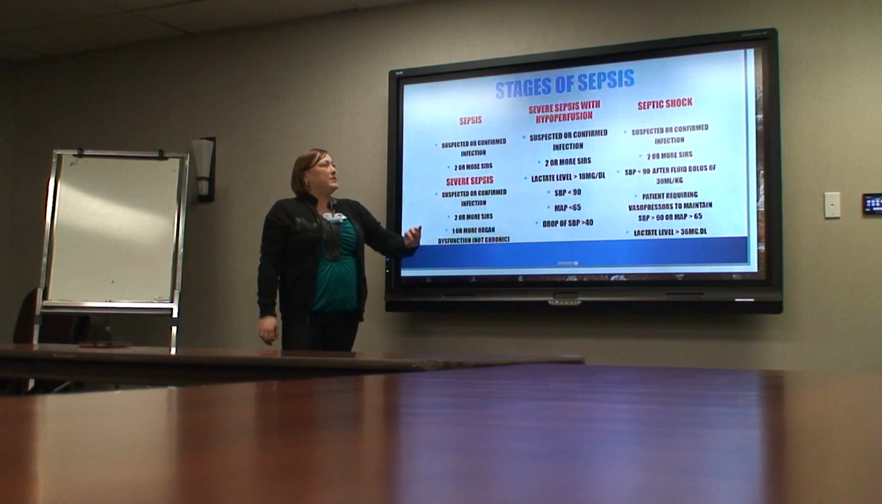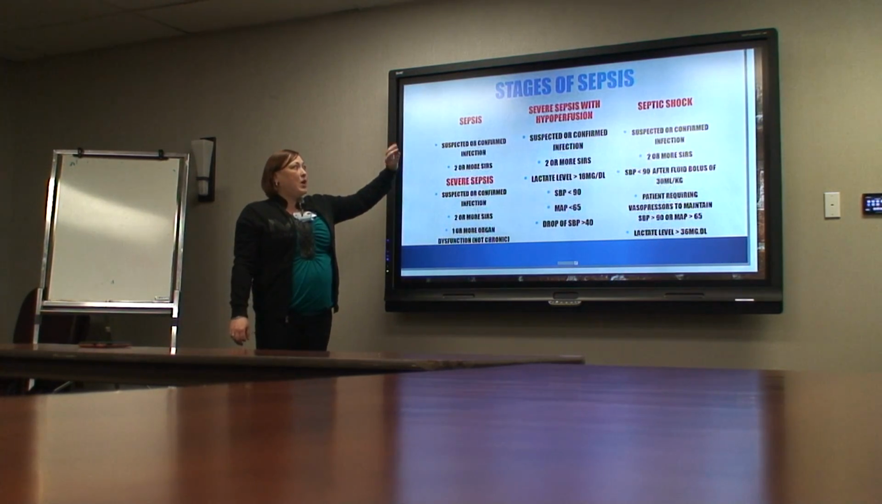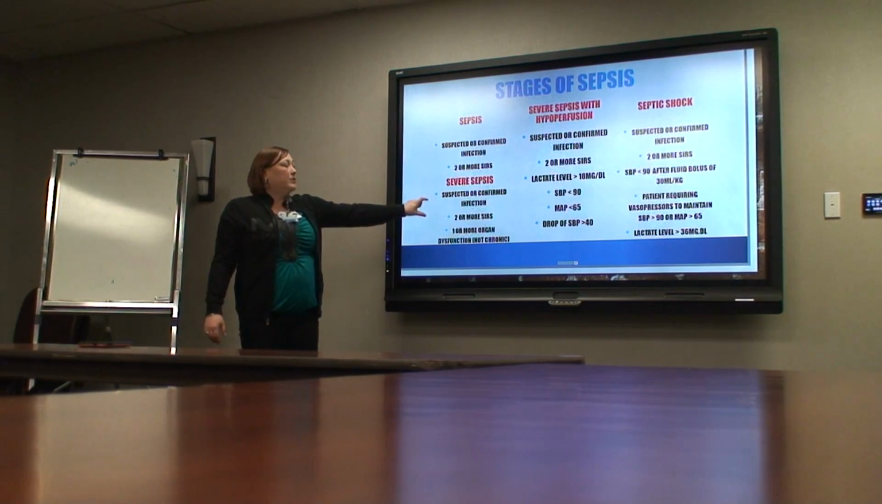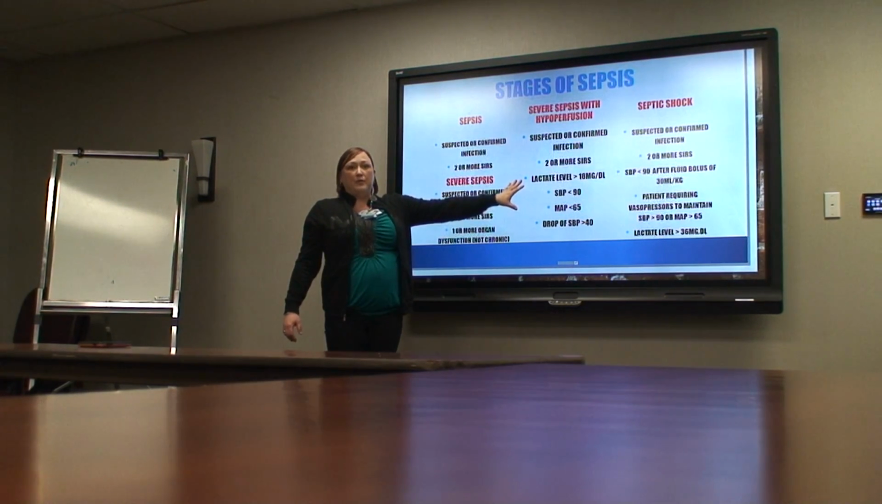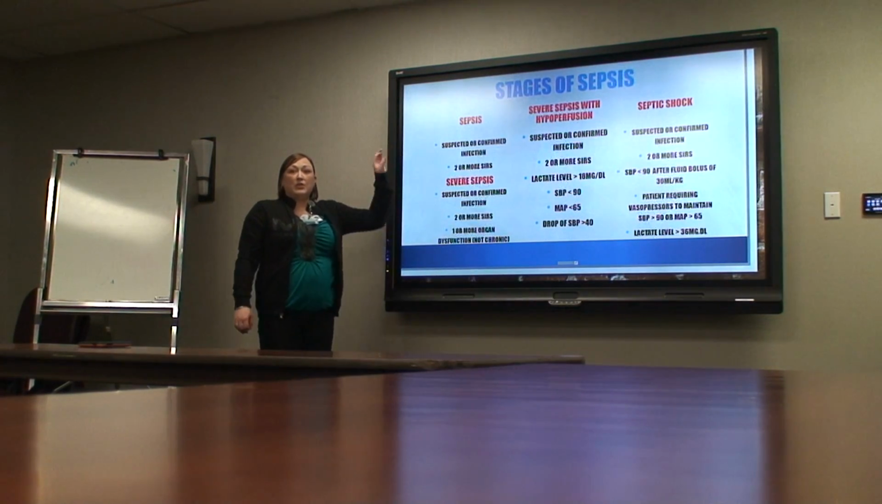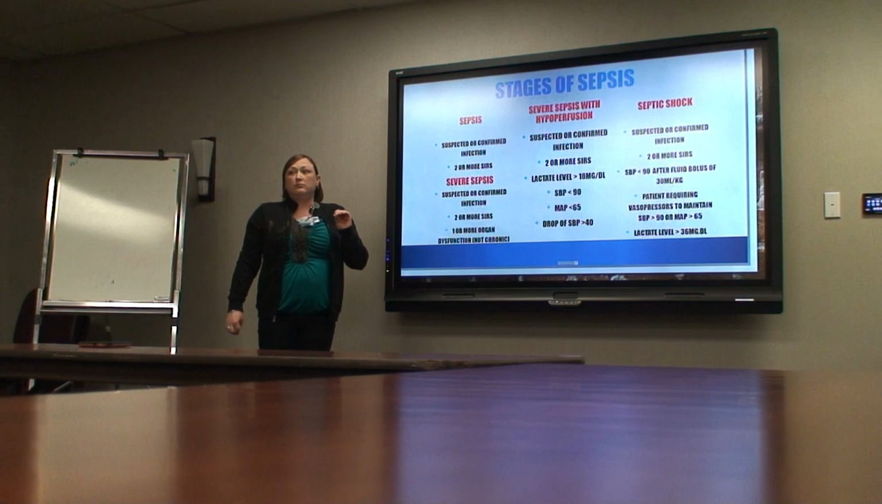So that's kind of what we just talked about. So it's just a progression. They start with sepsis or simple sepsis. They move to severe with hypoperfusion, and then to septic shock. Any questions about the different stages?